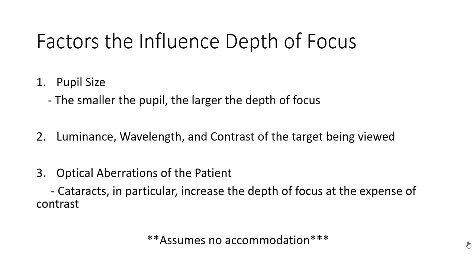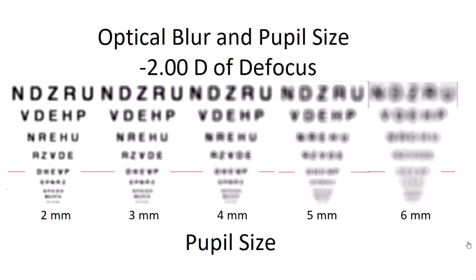And all this assumes there's no change in accommodation. So an accommodative change that increases the vision is not a measure of depth of focus. That's accommodation by itself. That's a separate category.